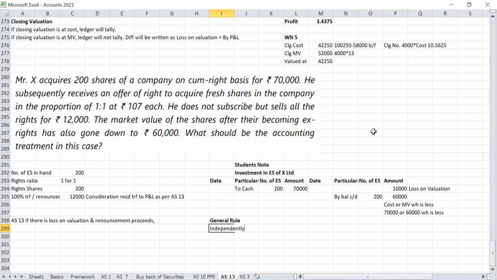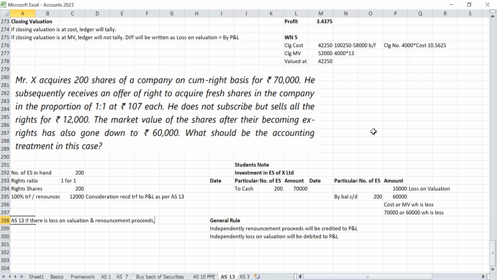Independently, renouncement proceeds will be transferred to profit and loss account. Independently, loss on valuation should be debited to profit and loss account. Renouncement proceeds are your income, so credited to profit and loss account. Loss on valuation is an expense, so debited to profit and loss account. Correct? It is the general rule if both are independent cases.